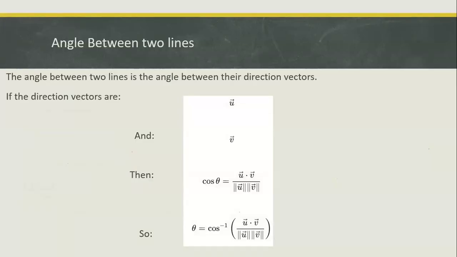Next, we move on to angle between two lines. The angle between two lines is the angle between their direction vectors. If the direction vectors are vector u and vector v, then using cos theta is equal to vector u dot vector v over the magnitude of vector u times the magnitude of vector v.